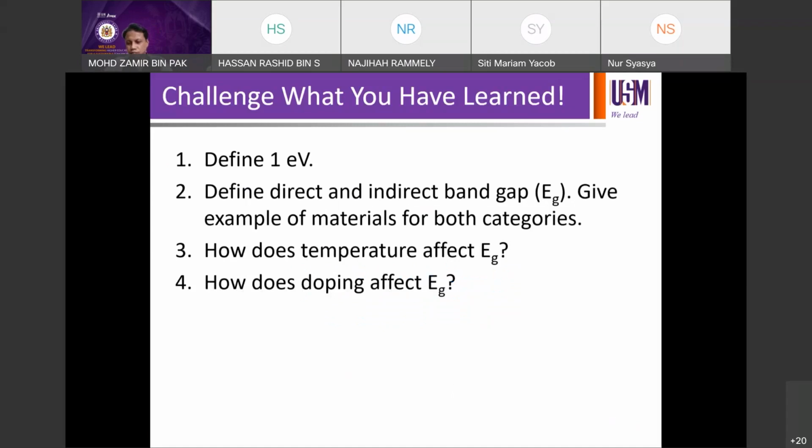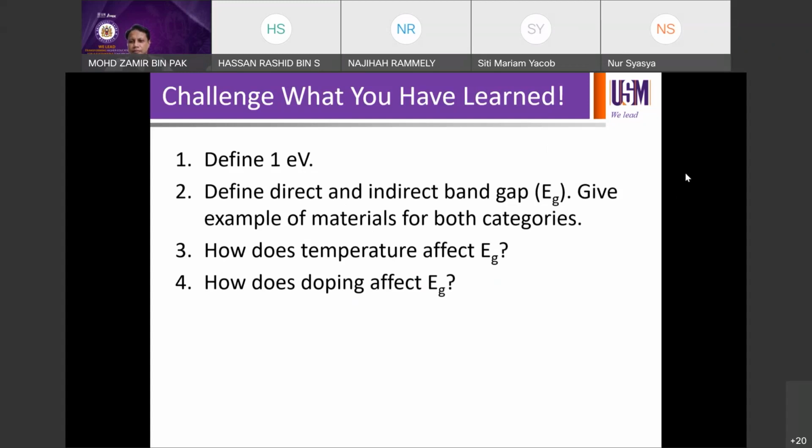Anyone? You can unmute yourself. You can write down in the chat box as well. What is 1 electron volt? We've been discussing 1 electron volt, 0.7, 1.1, 1.4, 3 point whatever. So what is 1 electron volt?